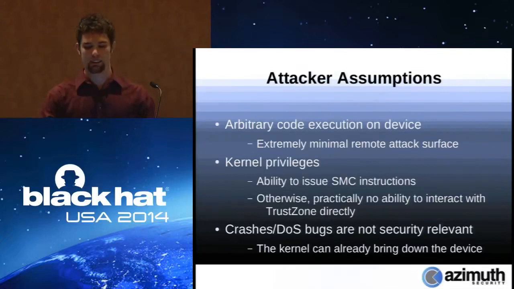The last thing that's important to note is that in this threat model, crashes and denial of service bugs in TrustZone are not considered security relevant to us. Because we're assuming that we already have the ability to run code as the kernel, we already have the ability to not only reboot the device, but also probably do irreparable harm to it. So having the kernel trigger something that causes TrustZone to crash doesn't actually result in gaining any sort of privileges that we didn't already have.